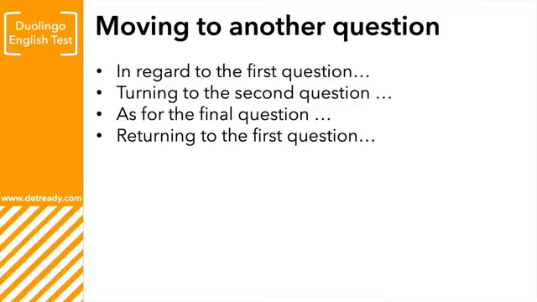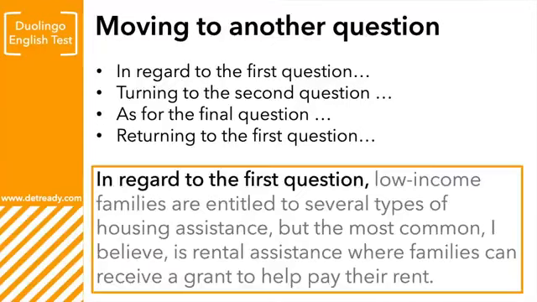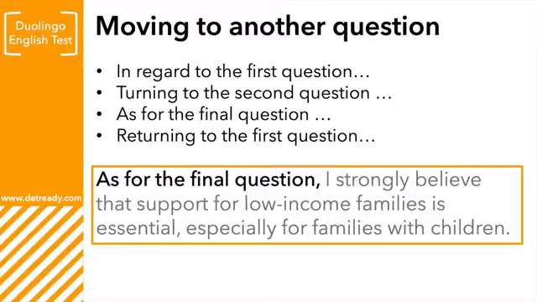On top of that, if you want to go back to a question, if you have time or you have new ideas, you can use a phrase like this. Returning to the first question, or returning to the second question. Now let me show you a full example. In regard to the first question, low-income families are entitled to several types of housing assistance, but the most common, I believe, is rental assistance, where families can receive a grant to help pay their rent. As for the final question, I strongly believe that support for low-income families is essential, especially for families with children.